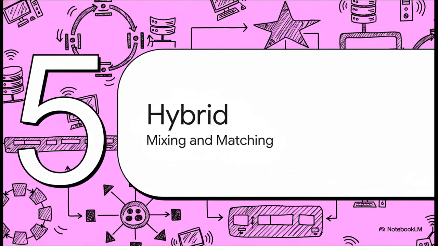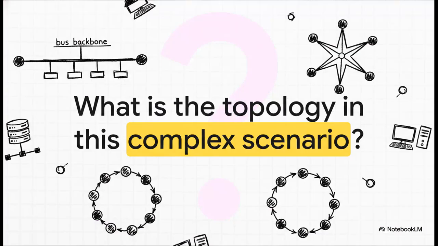Okay, so we've seen these pure designs, but the real world is often a bit messier. And that brings us to our final stop, the hybrid topology. So take a look at this. What are we even seeing here? There's a bus backbone with a star network branching off one side, and maybe there's even a ring on the other. What do you call this?